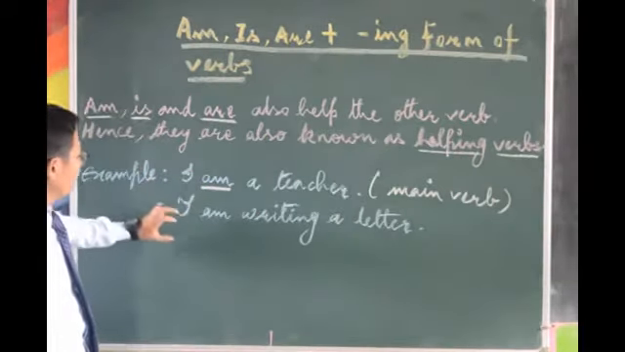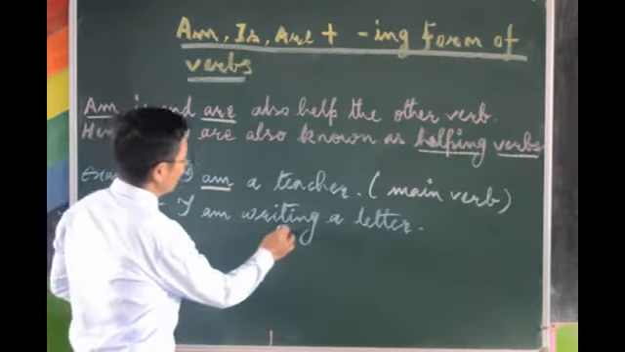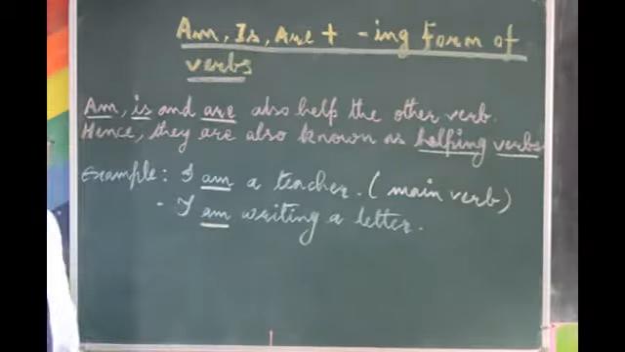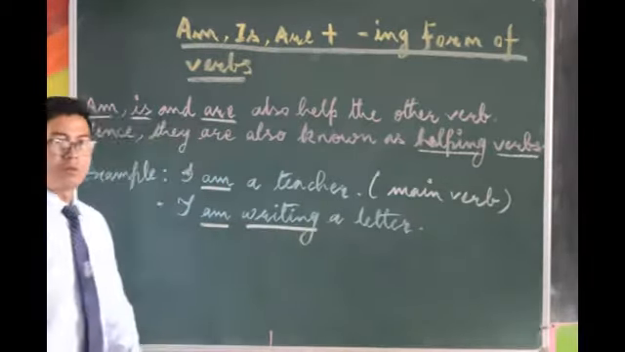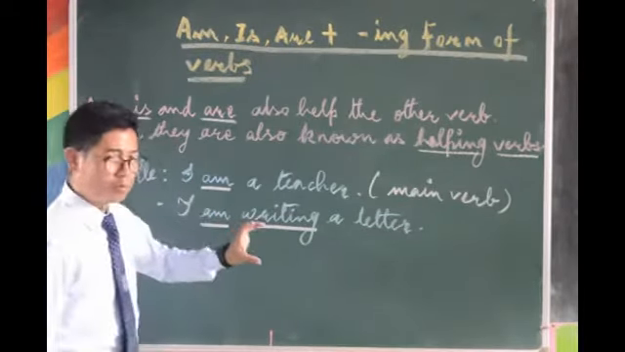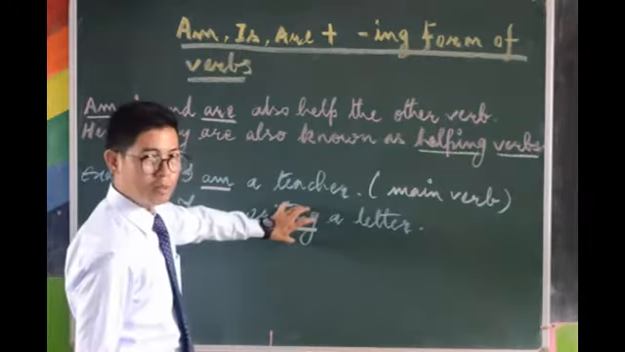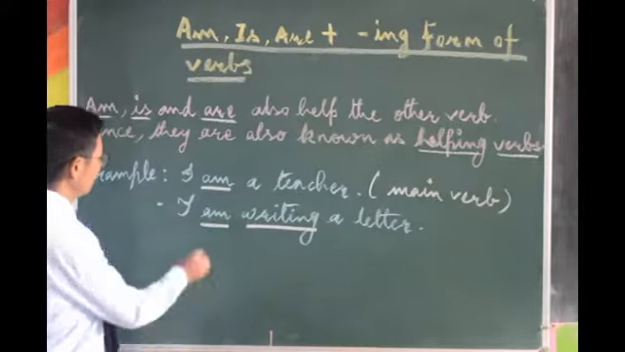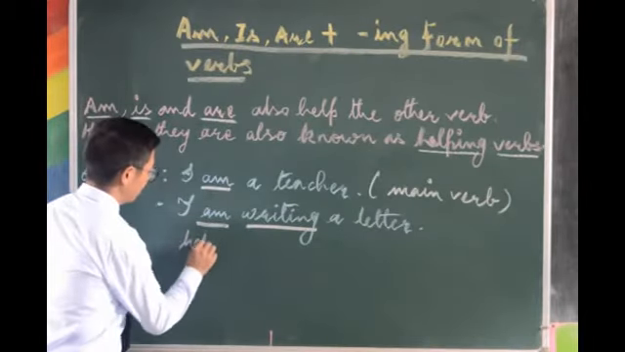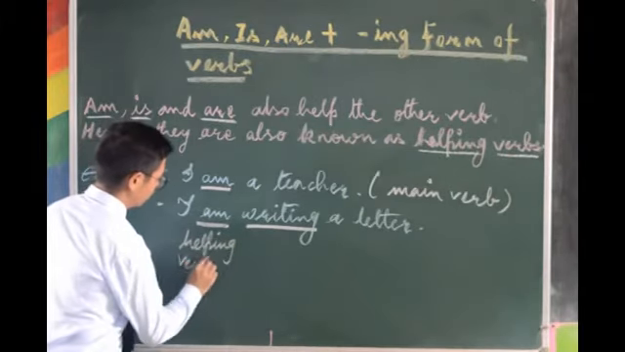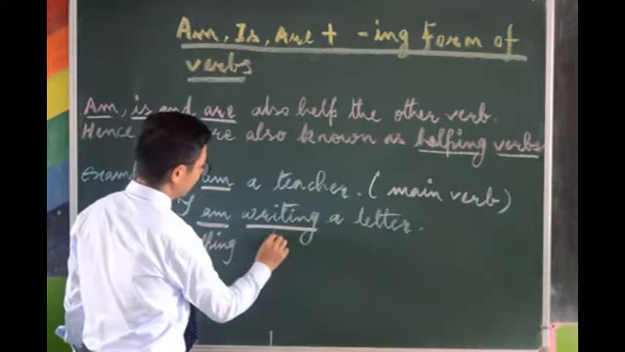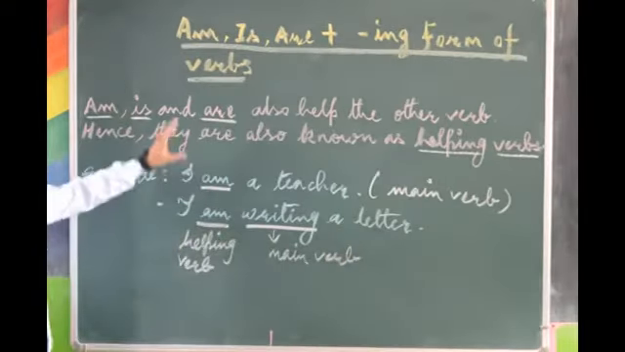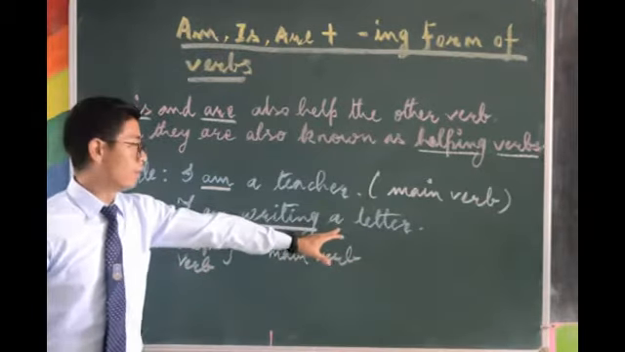Now if you see the next sentence, I am writing a letter, you can find there are two verbs. One is am, and the other one is writing. In this case, the word am is helping the other verb, writing. So here am acts as a helping verb, and this is your main verb. So this is how am helps another verb in a sentence.